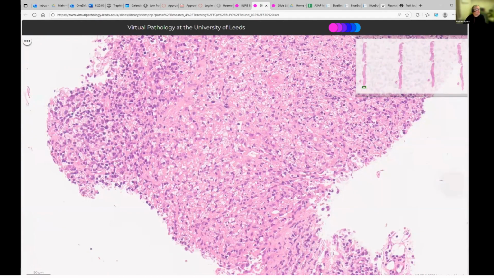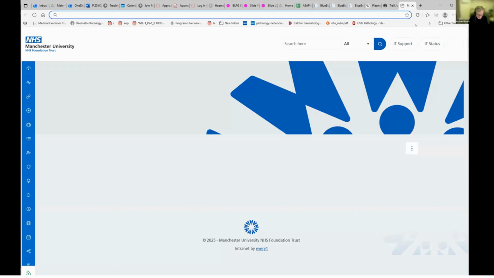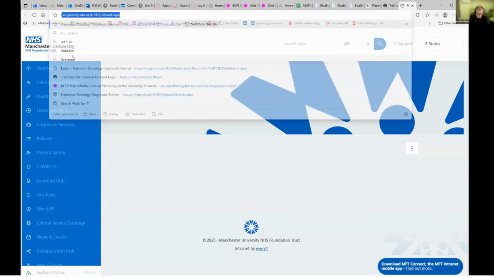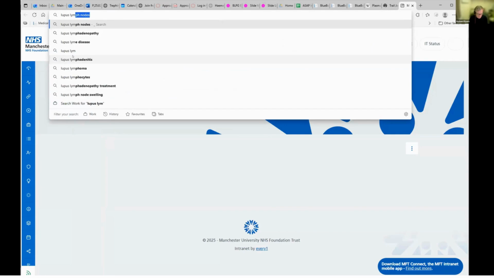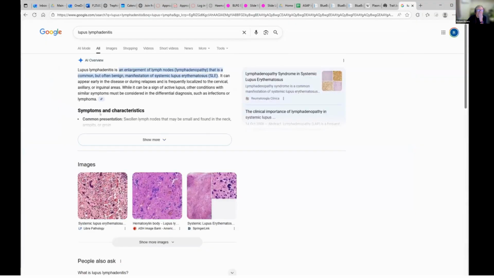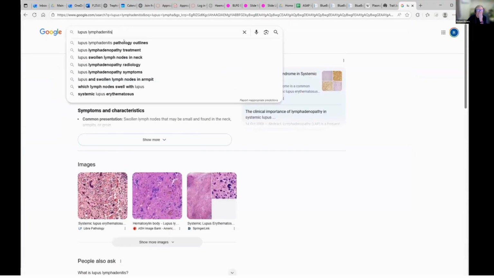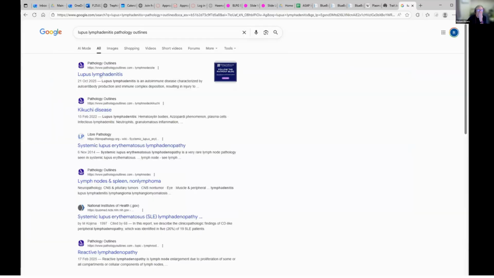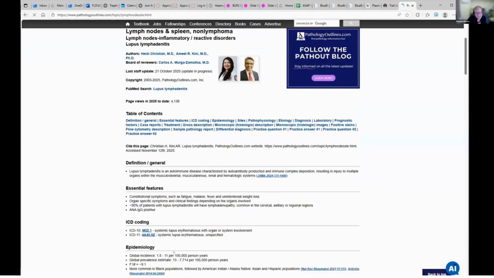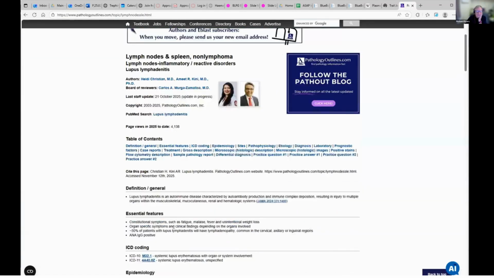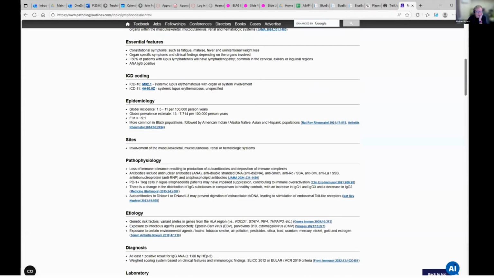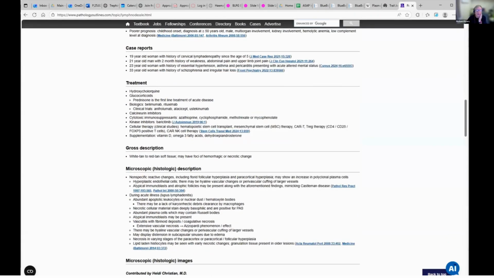So we've got Venkatesh, thank you very much once again. Lupus lymphadenitis or Kikuchi's. I'm not quite sure how you distinguish lupus lymphadenitis from that, because I think those are the two main differentials.